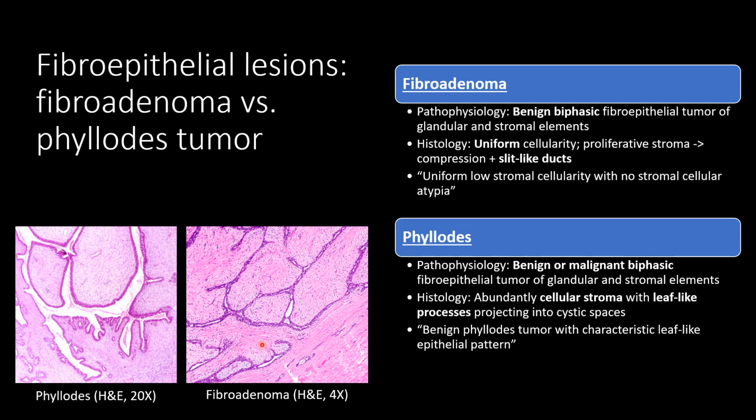Compare that to a phyllodes tumor, which we have demonstrated over here. This is again a biphasic fibroepithelial tumor composed of glandular and stromal elements, but this time it may be malignant. It could be benign, but it may also be malignant. Histologically speaking, this is going to have a much more abundantly cellular stroma, and we're going to be forming these leaf-like projections into a cystic space. And we could describe this as a benign phyllodes tumor with characteristic leaf-like epithelial pattern.